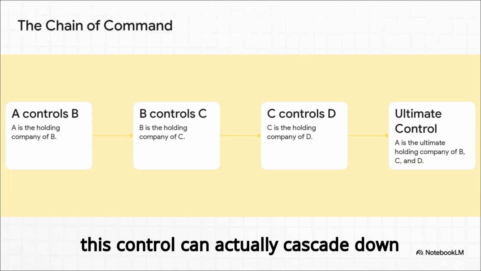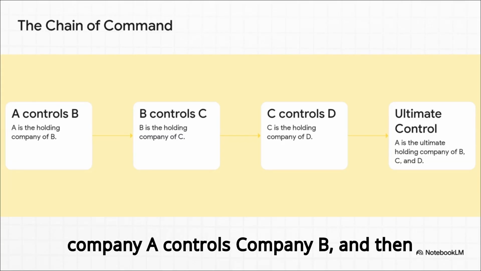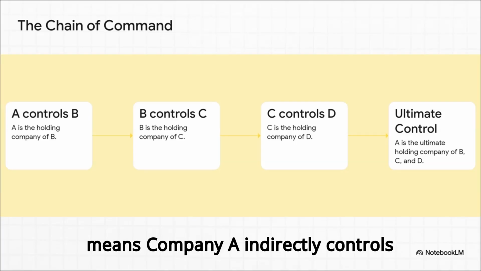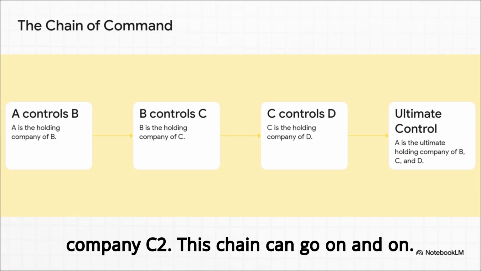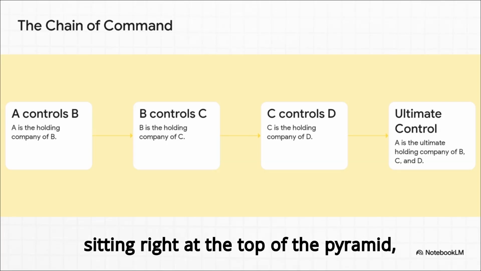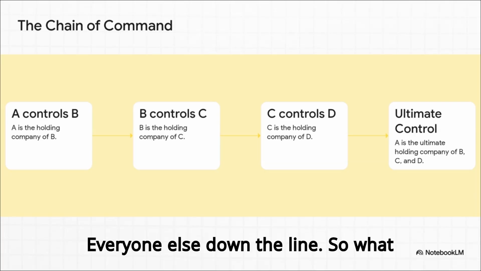And this control can actually cascade down through multiple layers. So let's say Company A controls Company B, and then Company B controls Company C. Well, that means Company A indirectly controls Company C too. This chain can go on and on. In a scenario like this, Company A is sitting right at the top of the pyramid, making it the ultimate holding company for everyone else down the line.